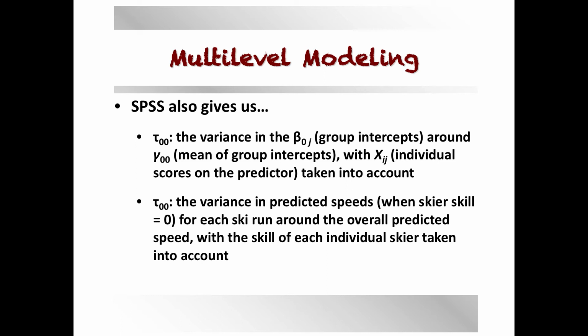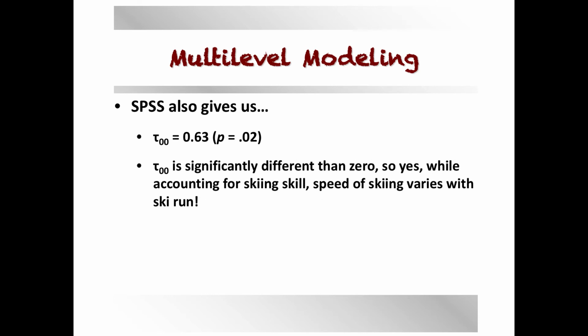So, in words here, we have the predicted speeds when skier skill equals 0, that's your intercepts, and we're looking to measure the variance of those, while adding in an IV. So this is a repeat of the previous tau 0,0, but now accounting for the IV, which is important. And now we're going to get a new tau 0,0 of 0.63, and we're still concluding that yes, while accounting for skiing skill, speed of skiing varies with ski run.